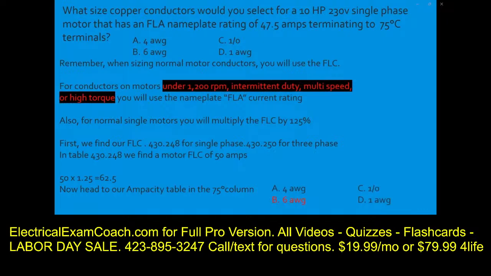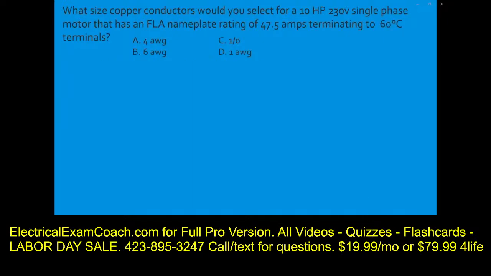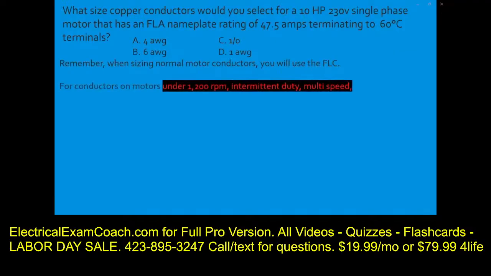Great job. What size copper conductors would you select for a 10 horsepower, 230 volt single phase motor that has an FLA nameplate rating of 47.5 amps, terminating to 60 degree C terminals? Remember, when sizing normal motor conductors, we're going to use the FLC. For these motors, we're going to use the FLA. Also, we're going to do that 125% rule.